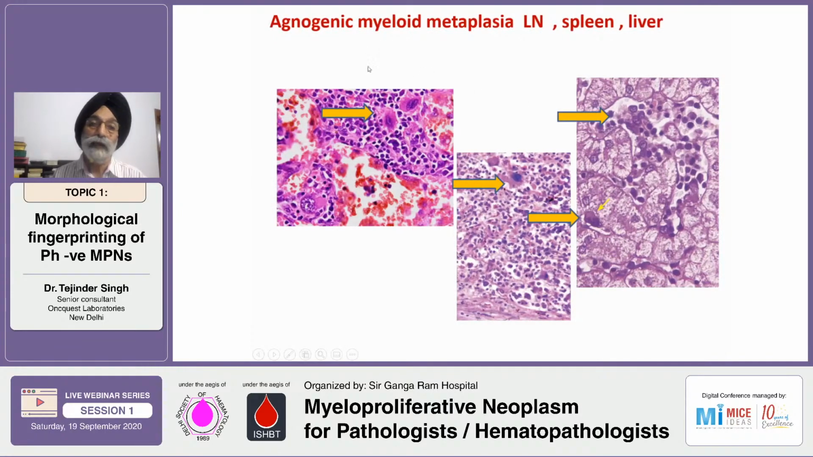And then agnogenic myeloid metaplasia occurs in lymph nodes, spleen, and liver. Here we find liver showing us extramedullary hematopoiesis. This you find in the spleen, and this is in the lymph node. The megakaryocytes and the normoblasts present indicate that there is extramedullary hematopoiesis in spleen, lymph node, as well as in the liver.